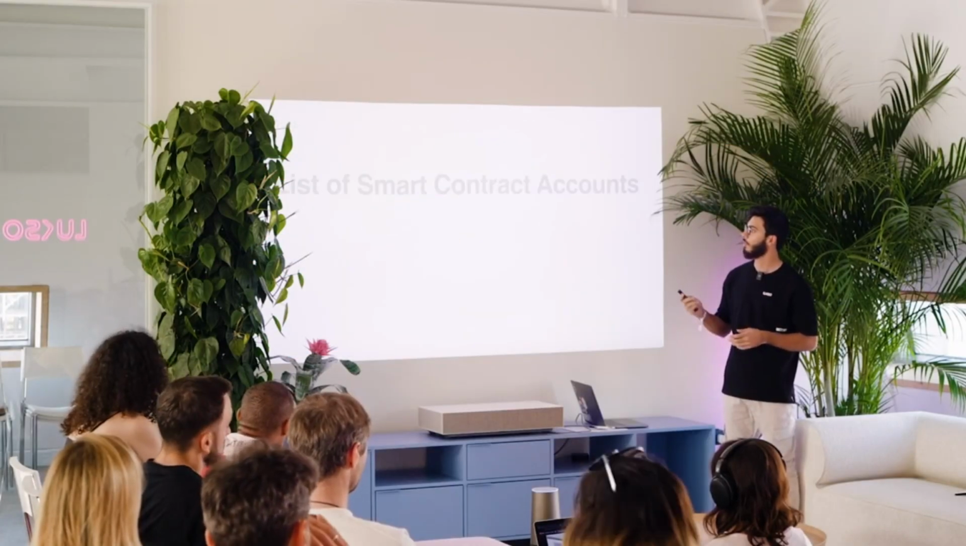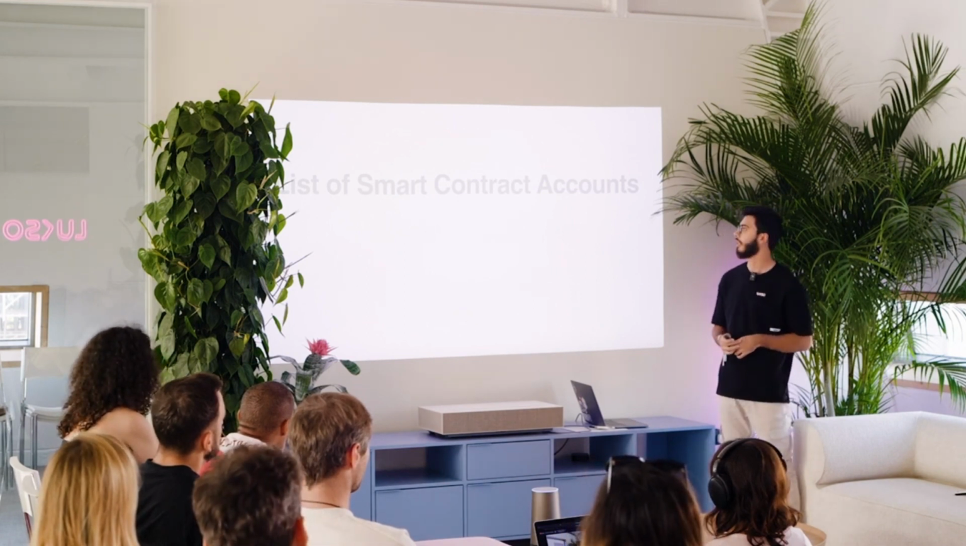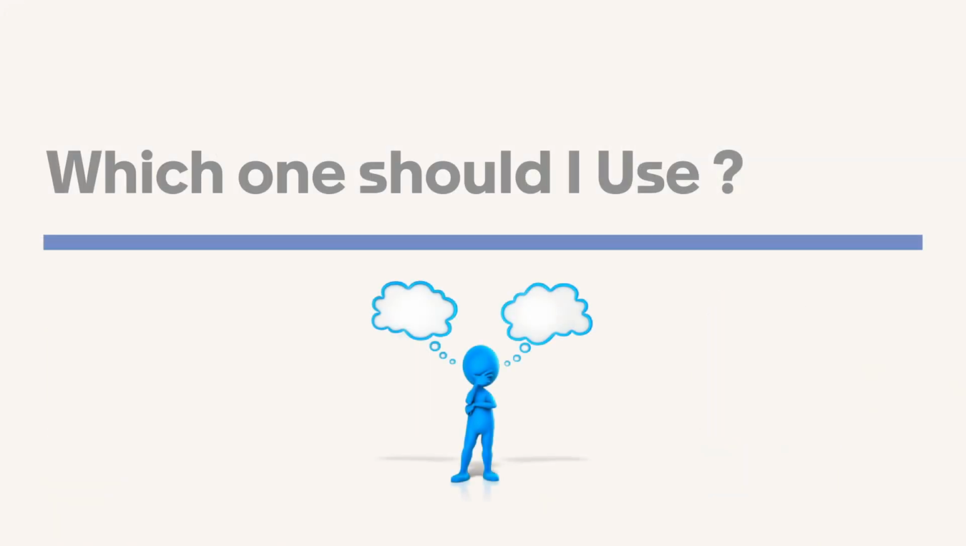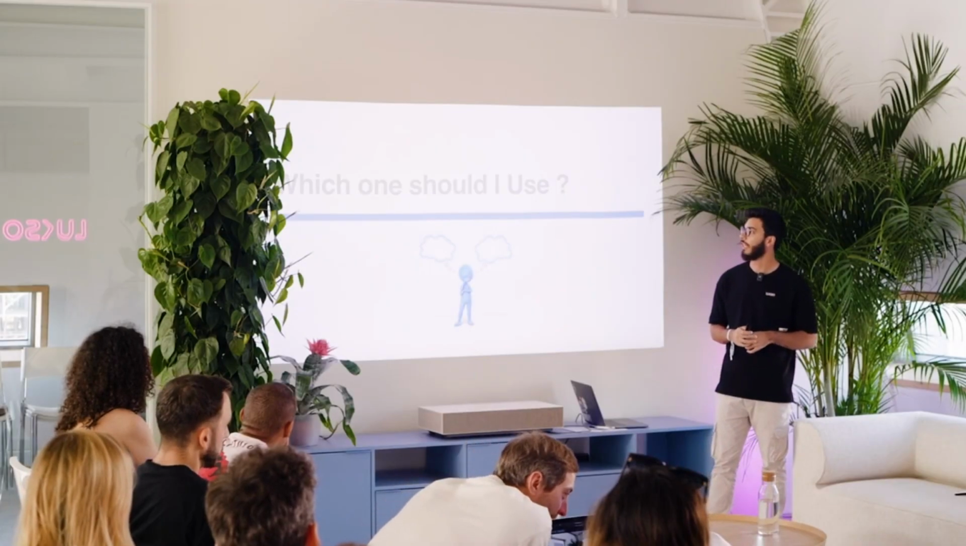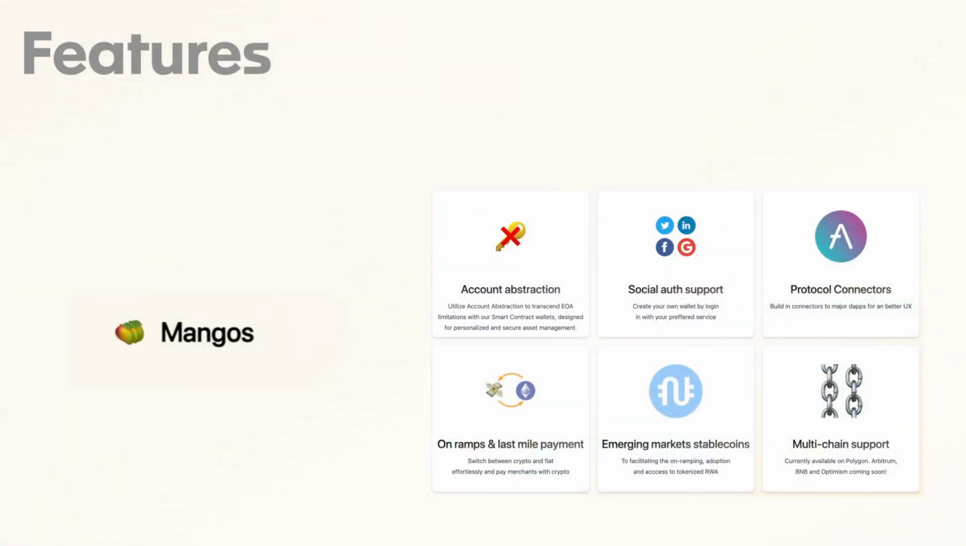So when you go into the Web3 ecosystem and you search for a list of smart contract accounts, you will see BLS Wallet, Safe by Gnosis, the Soul Wallet, Mangoes, Argent, Sequence, and Universal Profile. And probably at this stage, you will be confused and say, which one should I use? And what people tend to do is fall back on features. So they see that this wallet has specific features like account abstraction, social authentication support, multi-chain support.